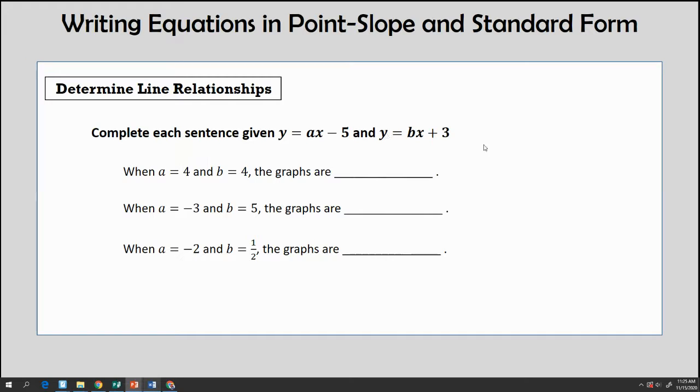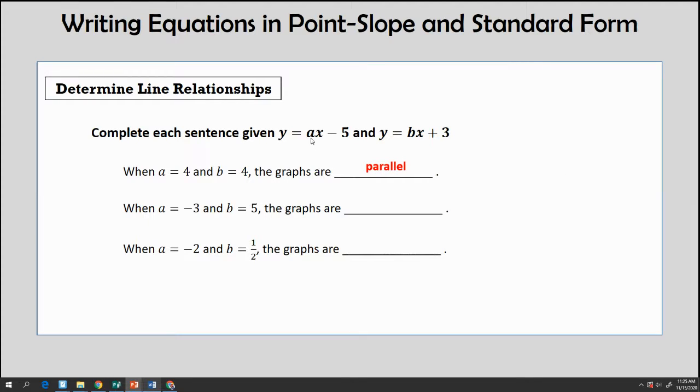Now, this is kind of a fancy one, but I thought it'd be good to see this. So it says y equals ax minus 5 and y equals bx plus 3. When A is 4 and B is 4, what do we know about these two graphs? Well, if this was y equals 4x minus 5 and y equals 4x plus 3, what we would know is they have the same slope because the A in this equation and the B in this one represents the slope. So these lines would now be parallel.